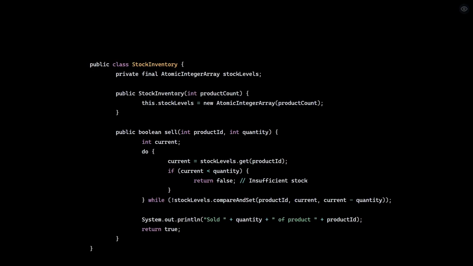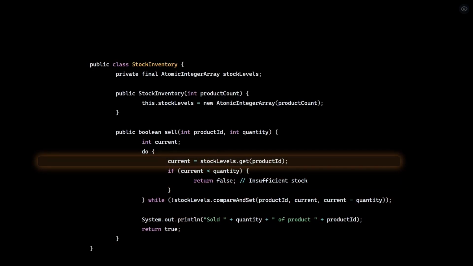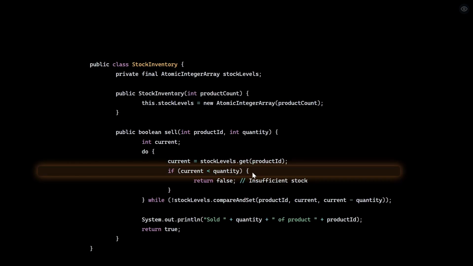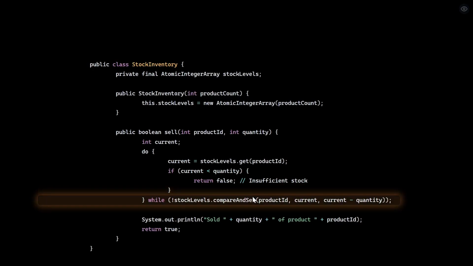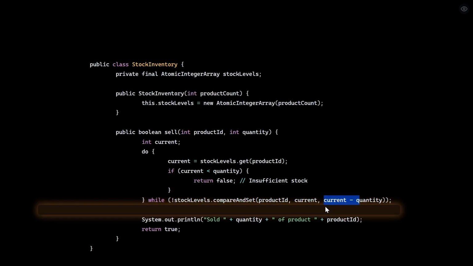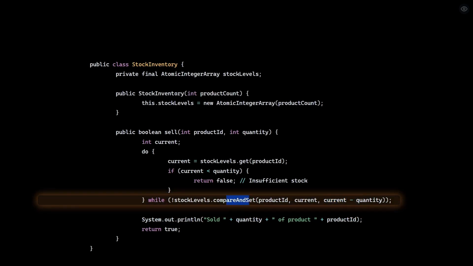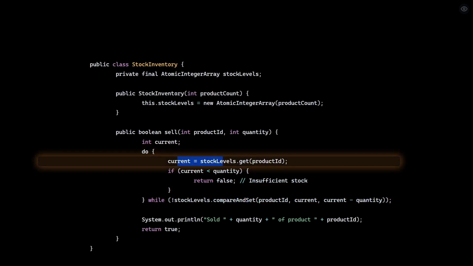We read the current stock. If there is not enough, we fail immediately. If there is enough, we try to update it using compare and set. If you look at it closely, you will see we are passing the index along with the expected value and new value. That is the change we have while using methods in the array group. And now coming back to the code, if that update fails because another thread changed the stock in the meantime, we just loop and try again. This is the standard CAS retry loop.